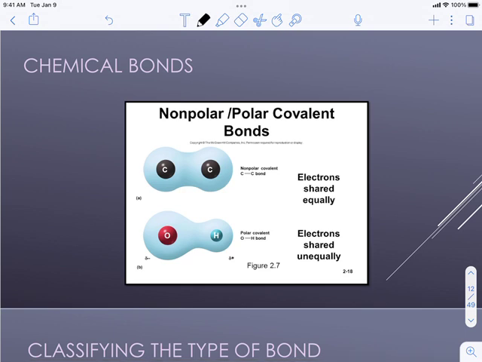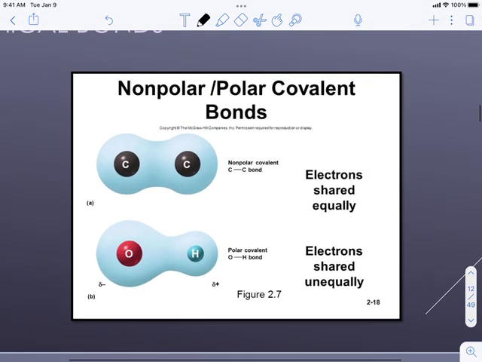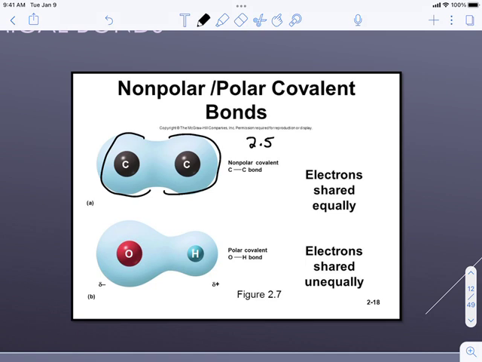Again, nonpolar, you can see here at the top, it is an equal sharing. See how the electron cloud is the same size? It's equal. 2 carbons. If we took carbon's values from your table, it's 2.5. And if we subtracted a carbon value, 2.5, we get 0. And 0 is obviously between 0 and 0.3.